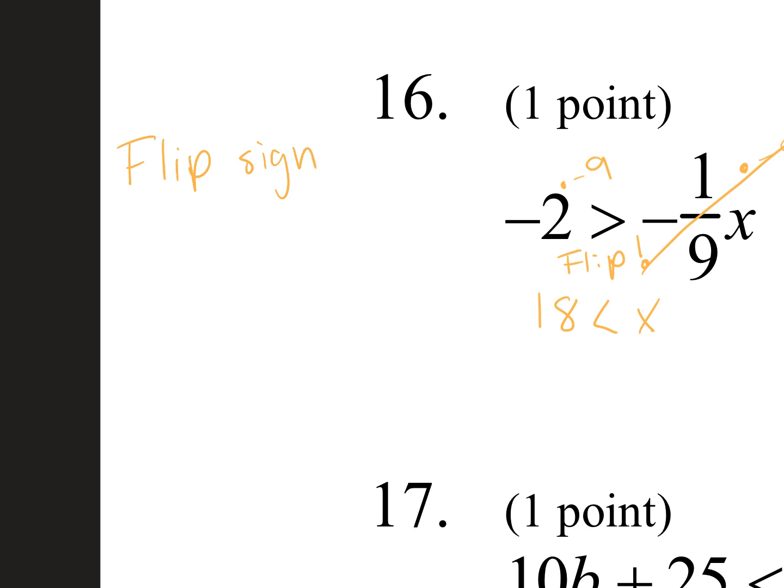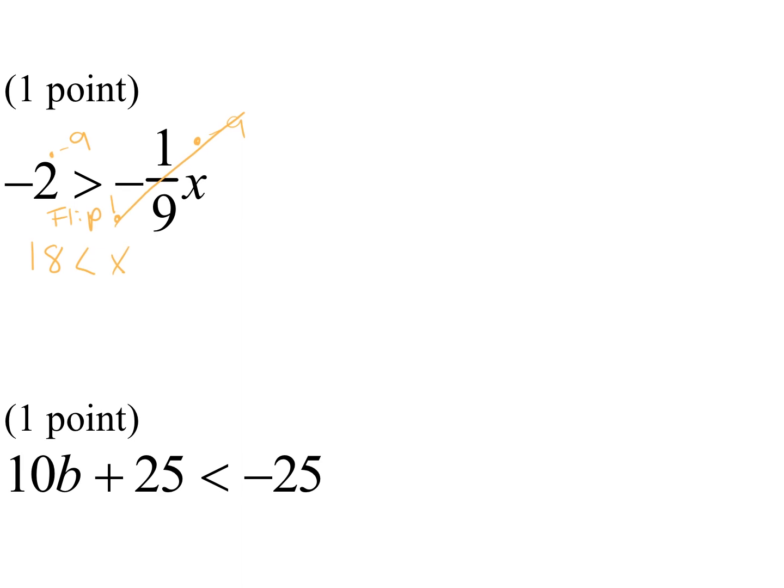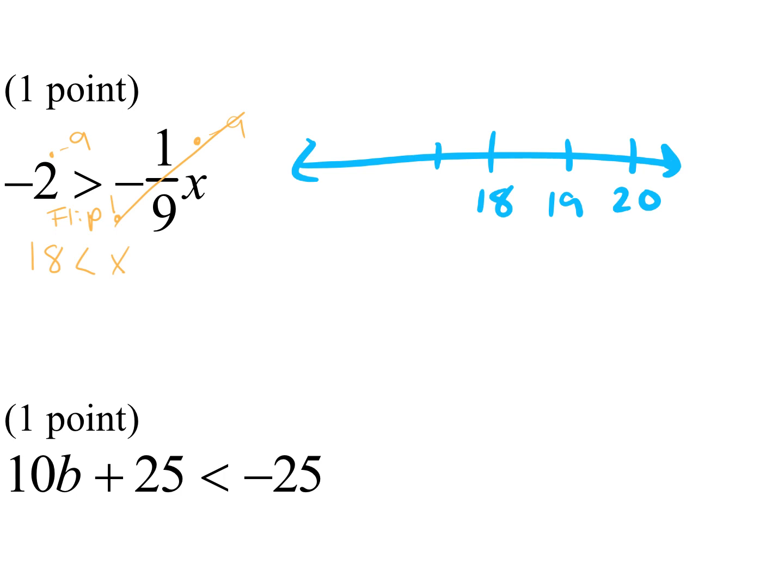So we flip the sign when we multiply or divide by a negative number. So now I have 18 is less than x. So let's put 18 on a number line. So I'm going to say 18. As we go to the right, our numbers get bigger. So I would say 19, 20. As we go to the left, our numbers get smaller. So this would be 17, 16. You can put however many numbers you want.